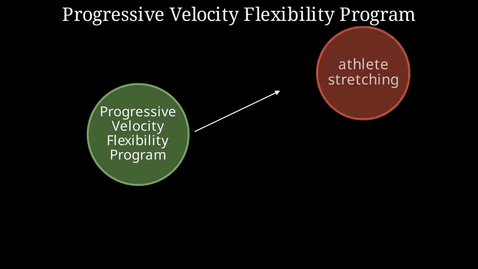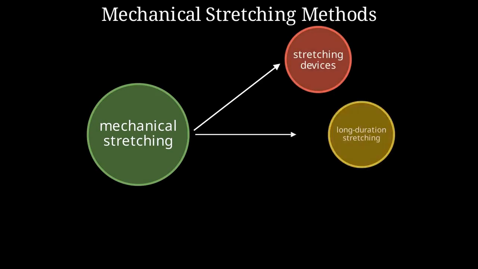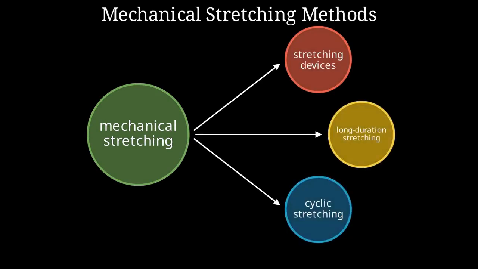For athletes, the Progressive Velocity Flexibility Program gradually increases the speed and range of stretching, starting with static stretches and progressing to fast, full-range movements. Mechanical stretching uses devices like serial casts, pulleys, dynamic splints, and traction tables to apply low-intensity, long-duration, or cyclic stretches, often achieving greater flexibility than manual methods.